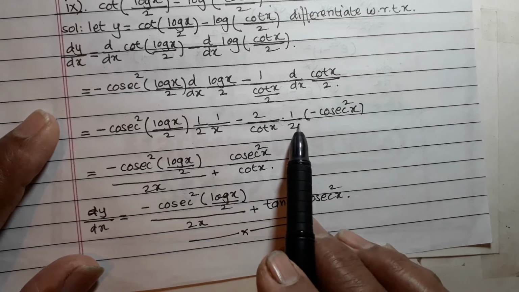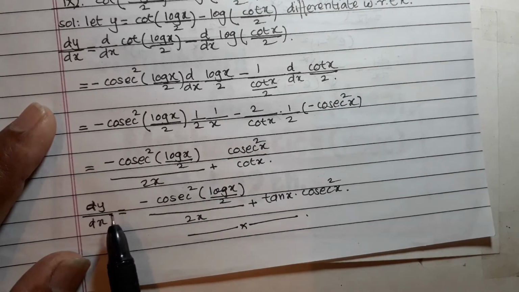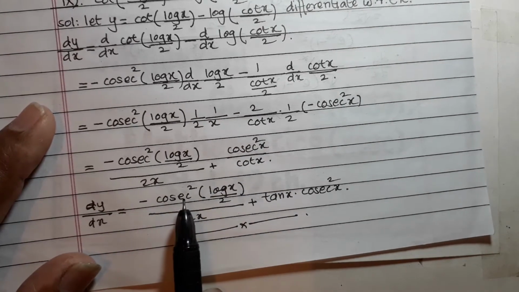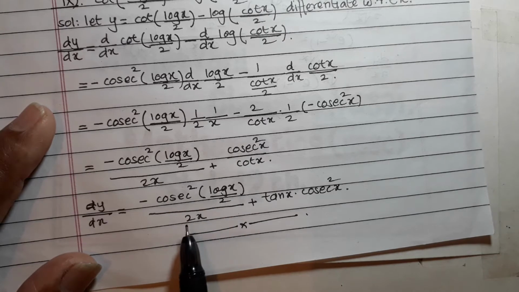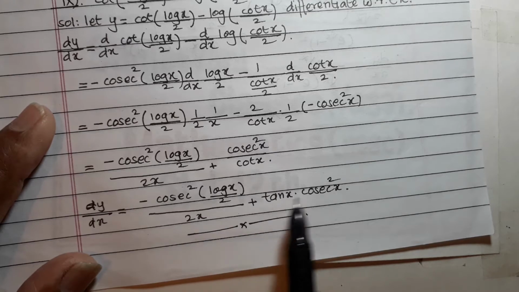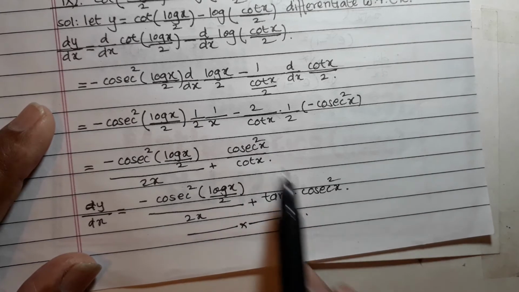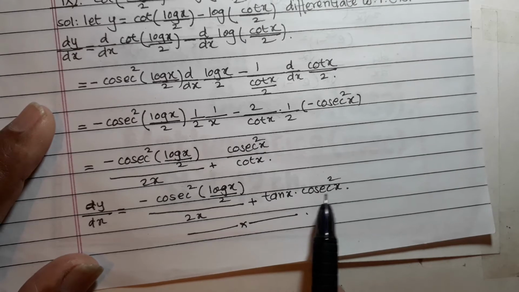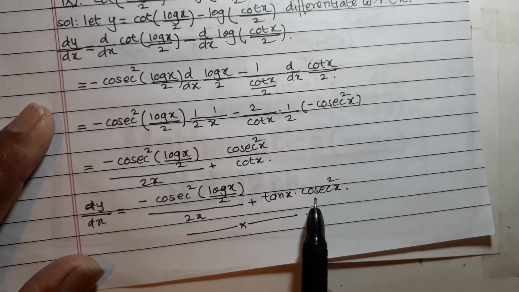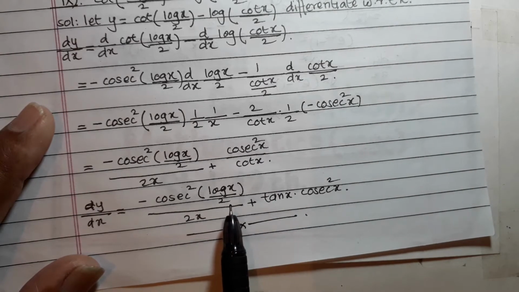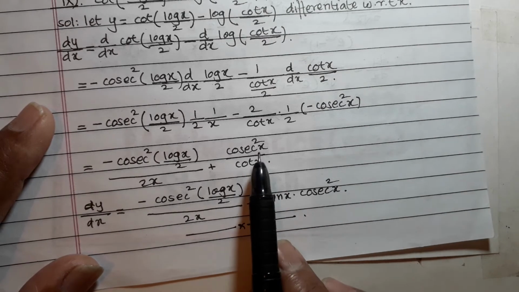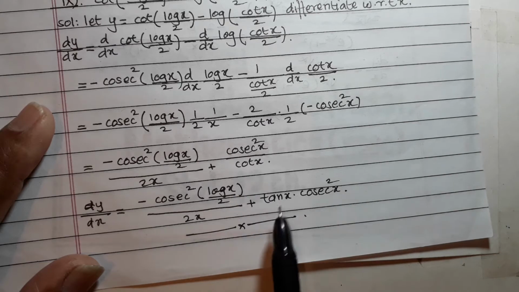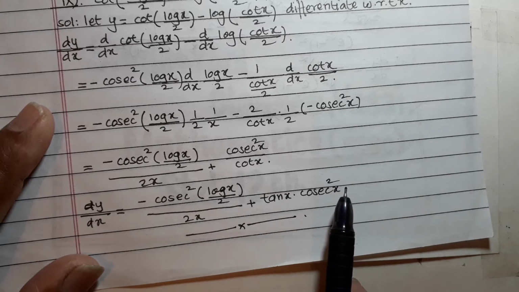These two and these two get cancelled, and therefore dy/dx is equal to minus cosec square log x upon 2 upon 2x plus tan x. This you simplify, you will get tan x plus cosec square cosec x. Okay, so this cot means tan, 1 upon cot is equal to tan into cosec square x. Okay.